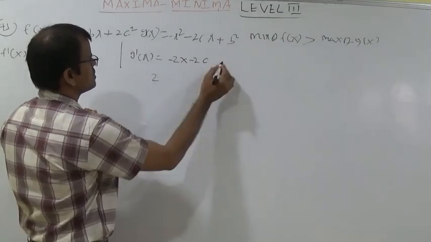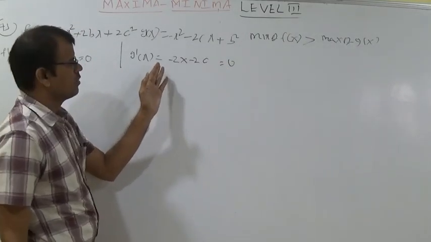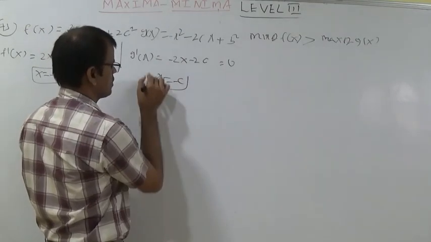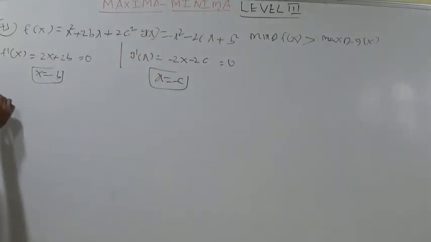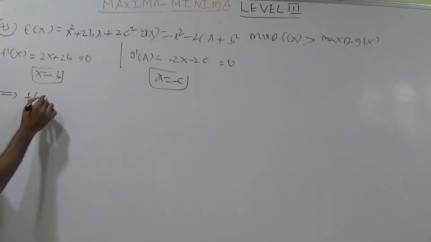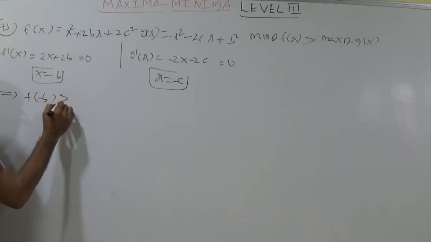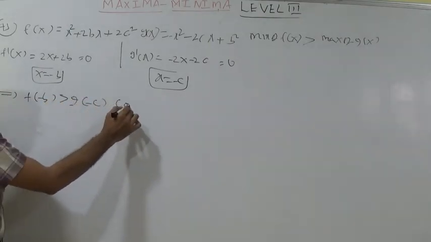Now setting g dash equal to 0, minus 2 taken common, x is equal to minus c. So x is equal to minus c for g of x, and x is equal to minus b for f of x. So the condition I am writing here is f of minus b greater than g of minus c.